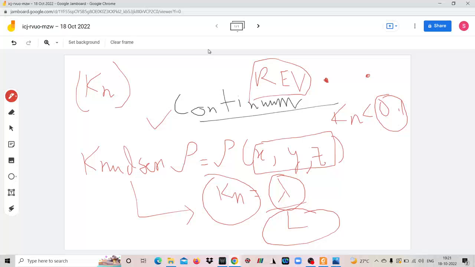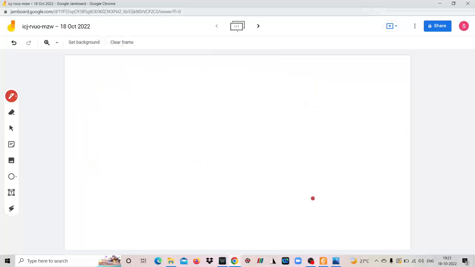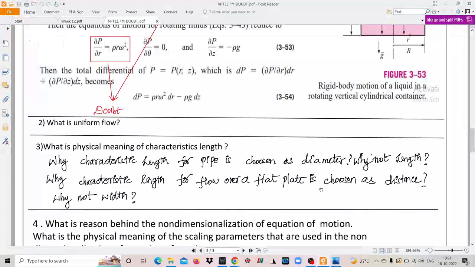Now let us come to your question: how do you decide the characteristic length? The decision of a characteristic length is not that simple. There are different ways. In case of pipes, we consider it as the diameter of the pipe, or you can consider the radius also, no problem. In case of open channel, sometimes it is considered as the top width, sometimes the hydraulic mean depth or the hydraulic radius.